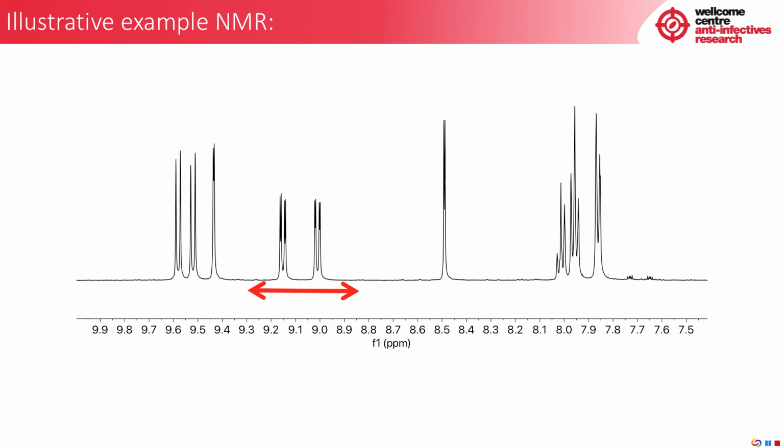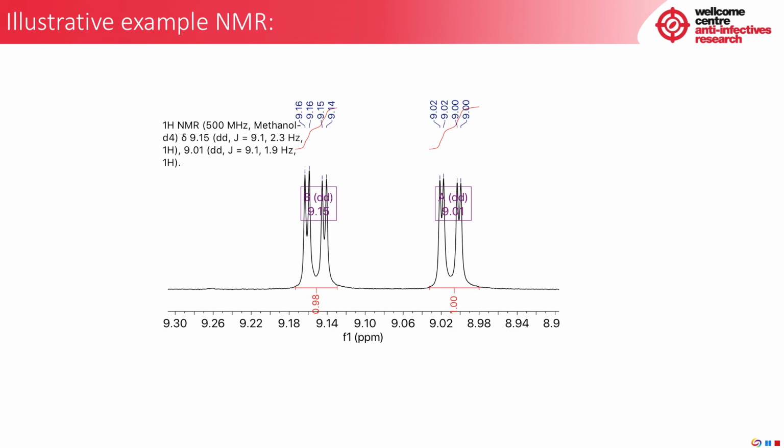So we take these signals here, we're going to talk about why they split, why the couplings are the size they are, and why the line intensities are as you see. We're going to talk about how the splittings arise, what influences them, and what information we can gain from them.